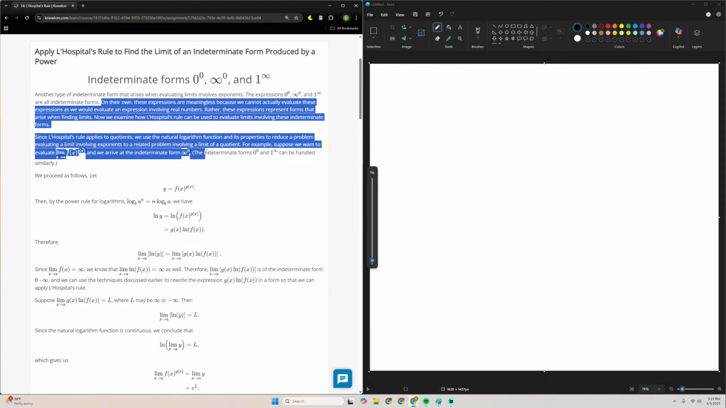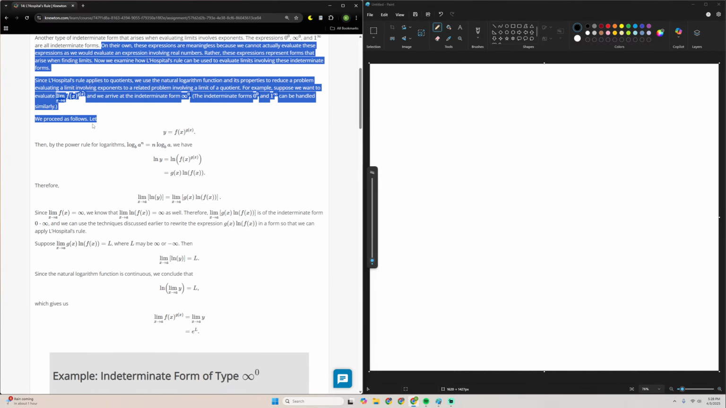To a related problem involving a limit of a quotient. For example, suppose we want to evaluate the limit as x goes to a of f of x to the power of g of x, and we arrive at the intermediate form of infinity over 0. The intermediate forms 0 over 0 and 1 to the power of infinity can be handled similarly.